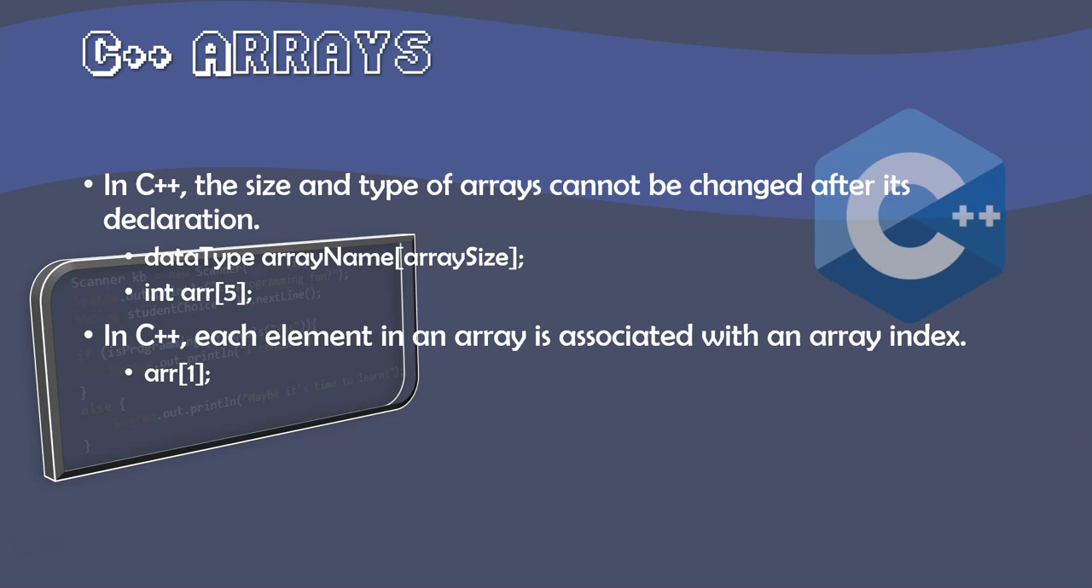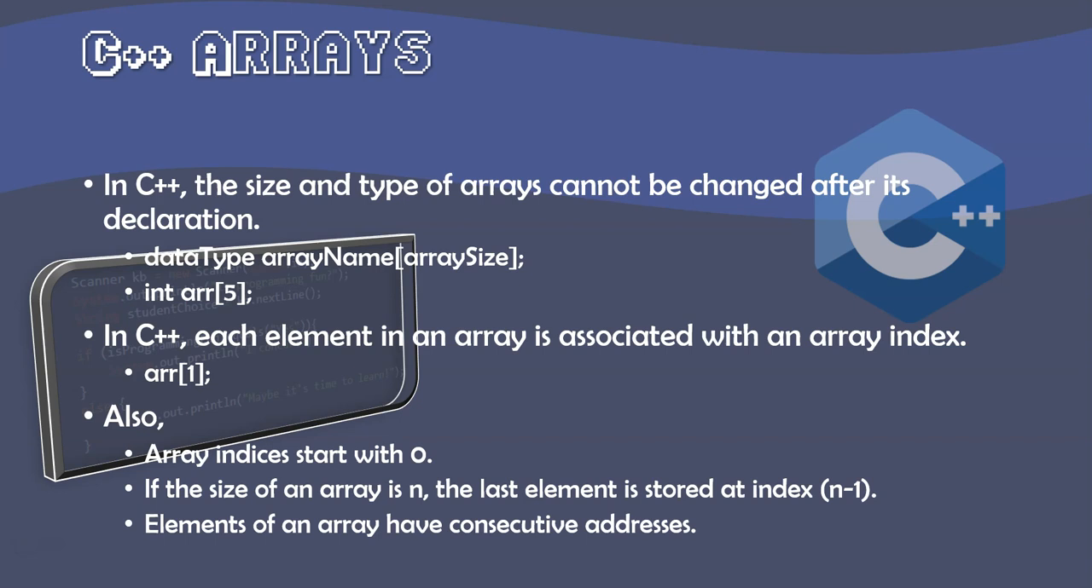Now in C++, each element in an array is associated with an array index. So, for example, if I were to say arr[1], that would refer to the second element in that array. And just as a couple footnotes related to that, remember that array indices always start with 0. Again, just like many other programming languages, not all, but many, arrays are typically going to start at the value of 0. And if the size of the array is n, the last element stored is at index n minus 1. So if you had an array of size 10, that means the last index would be 9.